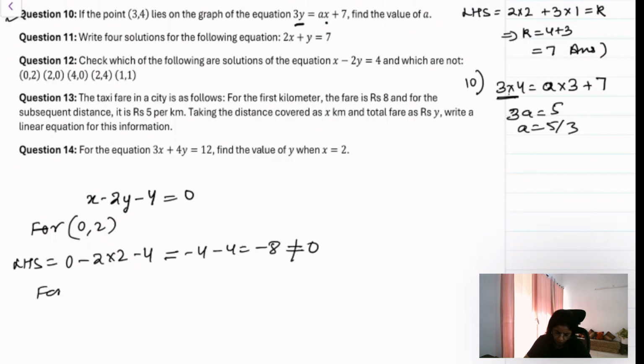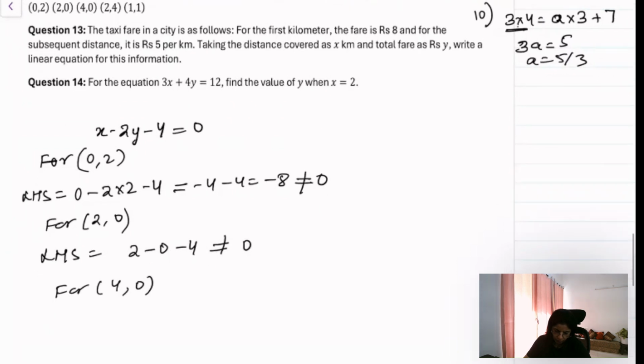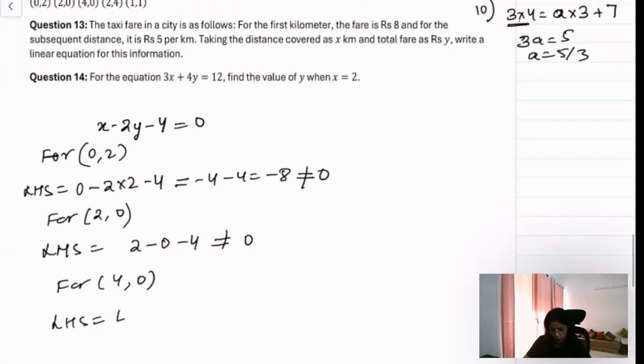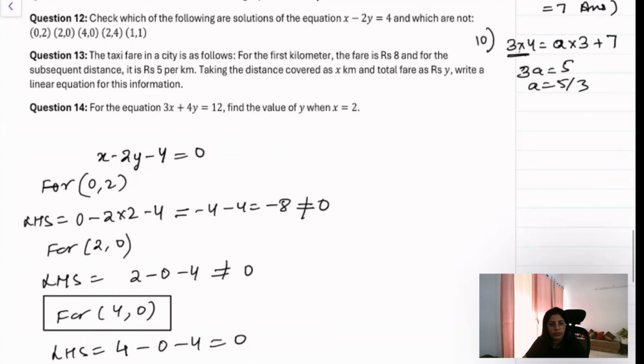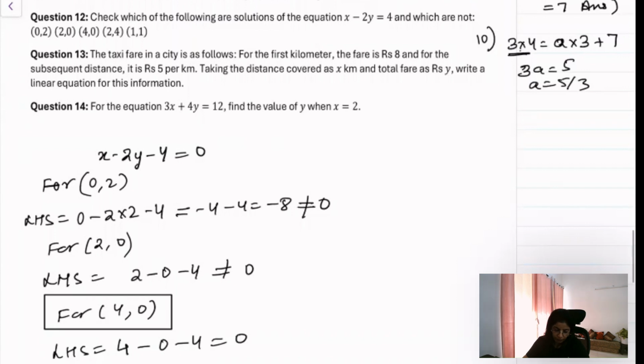Go for (2, 0). So LHS will be 2, sorry, x is 2, minus 0 minus 4, which is not equal to 0. Let's take (4, 0). So our LHS will be 4 minus 0 minus 4, which is equal to 0. So we got one of the solutions. Same way, you can solve the rest of the part also. If you want, you can pause the video, solve it, and go for it.